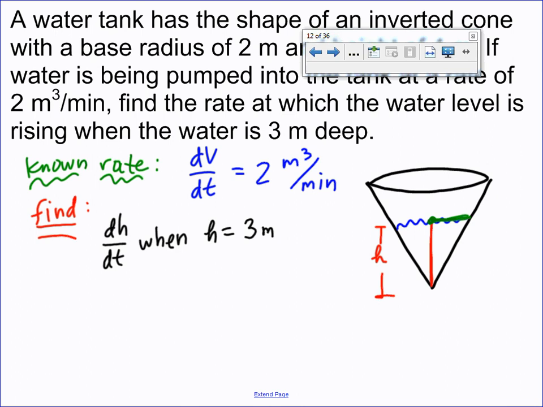Okay. Step 3, my favorite step. Look back at your strategy, please. What does step 3 ask us to do? Emily?